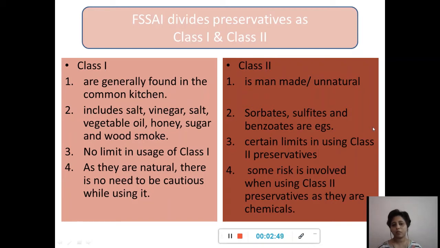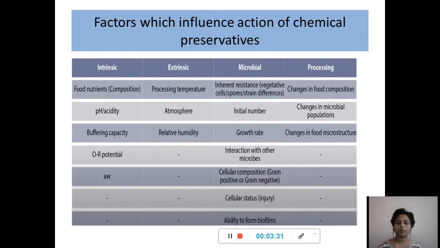Since class 1 preservatives are natural in nature, there is not much limit in the usage of class 1 unless and until they have been specified. Whereas in the case of class 2 preservatives, there is always a limit up to which a class 2 preservative can be used in the food. As we mentioned earlier, class 1 preservatives have been found to be natural, and hence you need not be cautious while using them. But there is some risk involved when we are using class 2 preservatives, as these are all chemicals. So let's go into the details of the different chemical preservatives.